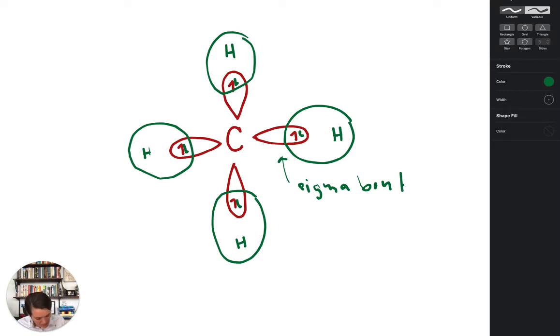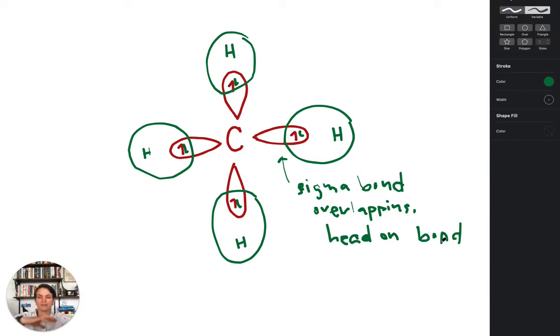Okay, so it's called a sigma bond, and this is an overlap. We call it an overlapping or a head-on bond. So what do I mean by head-on? It's like if you were approaching a vehicle head-on, right? So you're in line with each other and they're overlapping.